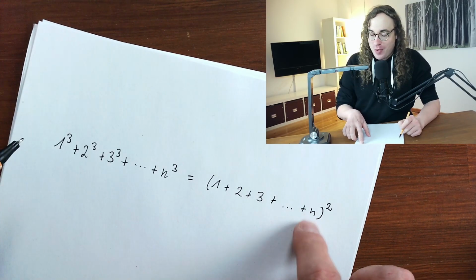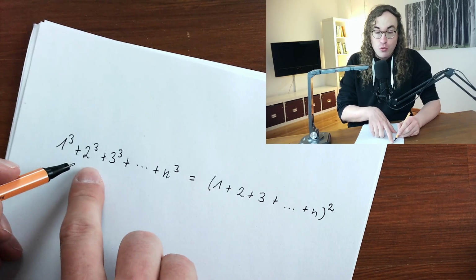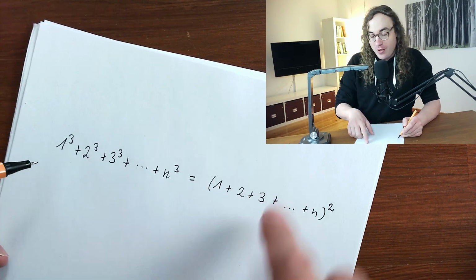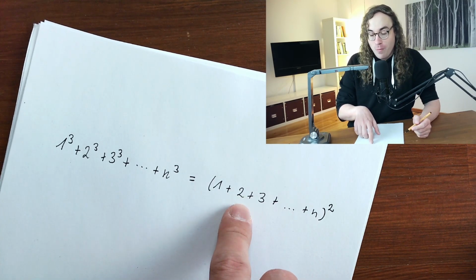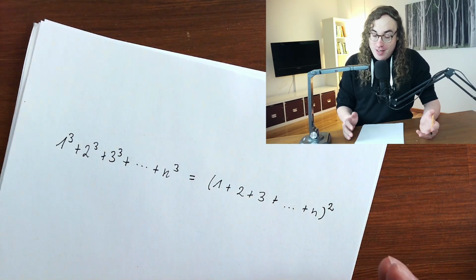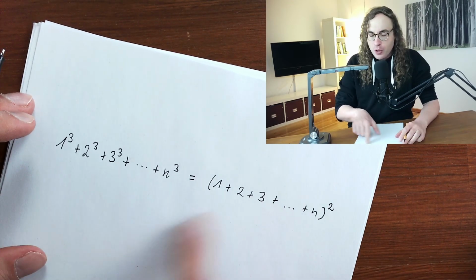But more interesting is perhaps the case n equals 2. Then on the left hand side you get 1 cubed plus 2 to the third, so this is 1 plus 8, so this is 9 on the left hand side. And on the right hand side you get 1 plus 2, so that's 3, and then squared, so that's 9. So again, you get 9 on both sides of the equation. So it's looking good.